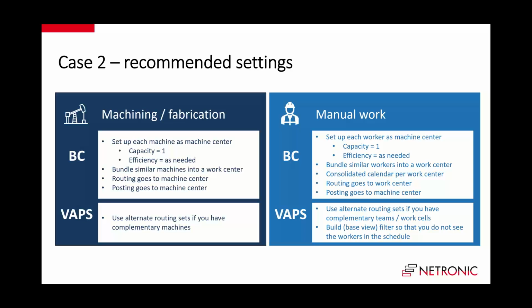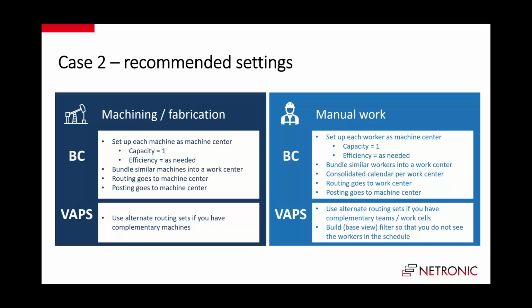And in the other case, with the manual work, we also recommend that you use alternate routing sets if you have complementary teams. So for example, if you have 2 assembly teams and in general, you define that this work should go to assembly 1, but you know that if assembly 1 is over capacity, then we can give it to the other assembly team. So then do this as well.